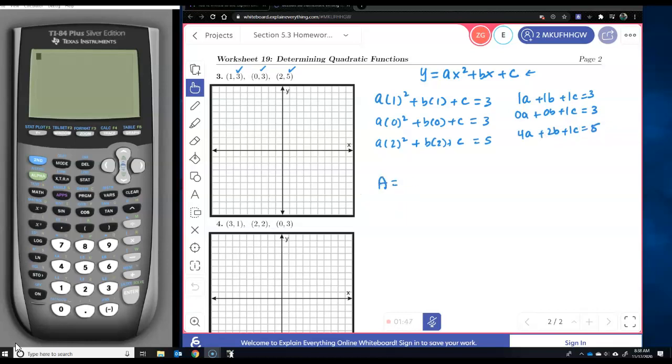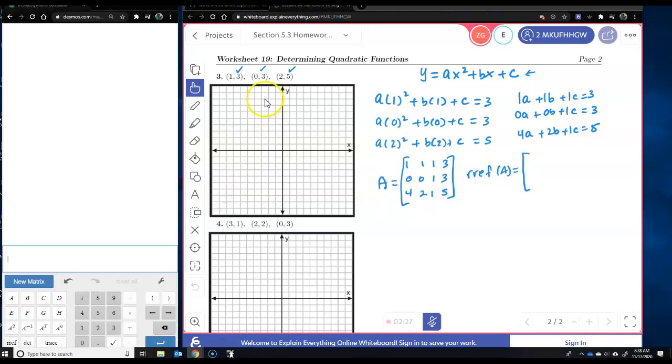So we come up with the equation by finding the matrix and then using technology. We have 1, 1, 1, 3, 0, 0, 1, 3, 4, 2, 1, 5. And then we're going to go ahead and do our RREF of A.